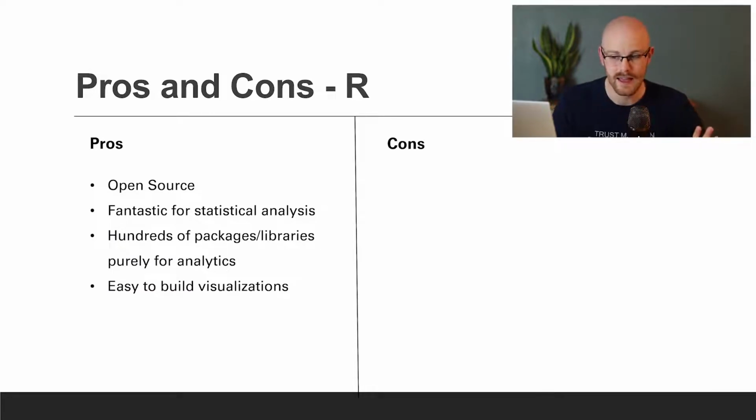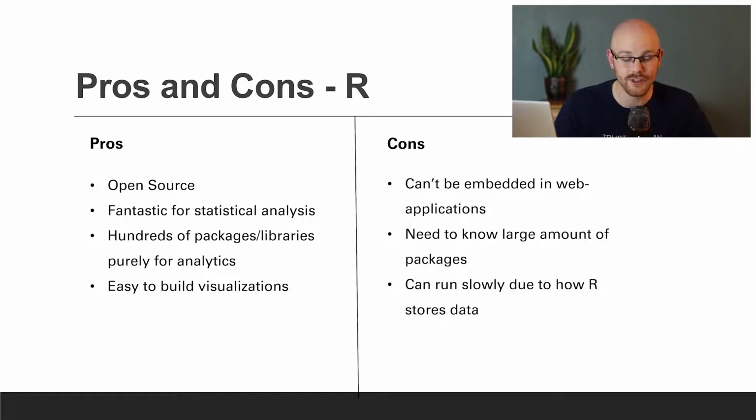Some of the pros are that it is open source. It is fantastic for statistical analysis, has hundreds of packages and libraries purely for analytics. And that's what R is. It's purely for statistics and analyzing data. And lastly, it is easy to build visualizations with R. Now for the cons, it can't be embedded in web applications. And from what I've read, that's purely for security reasons. And so that is a big downside of using R.